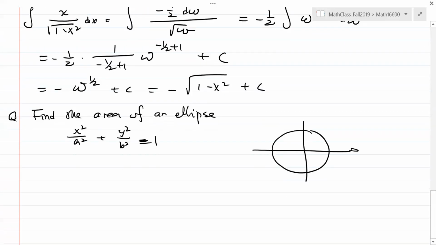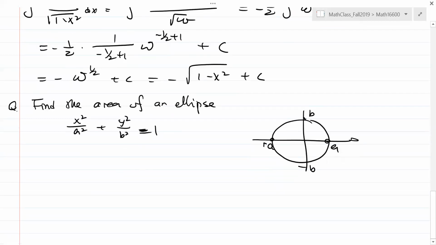The typical equation for an ellipse is like that. This will be a, this will be negative a, and that's b, that's negative b, because when x equals 0, y equals plus or minus b. So definitely the ellipse is uniquely determined by the numbers a and b. Can we find a formula for the area of the region enclosed by the ellipse?